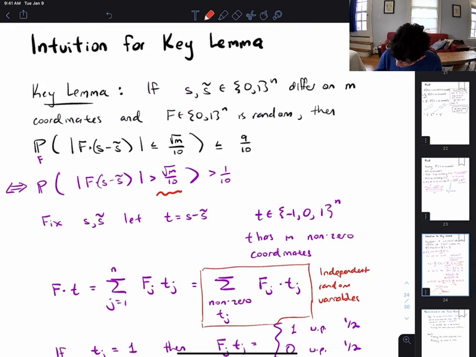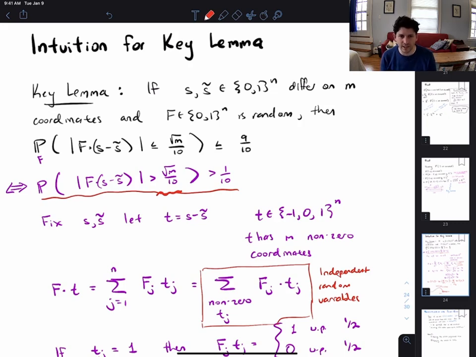Okay, but going back up to the top of the slide, the intuition for this claim is that this quantity, f dot s minus s tilde, has standard deviation about root m, and so it has a significant probability of being 1 standard deviation from its mean, or in this case, more like 1/5 of a standard deviation from its mean. Okay, so that's the key lemma.